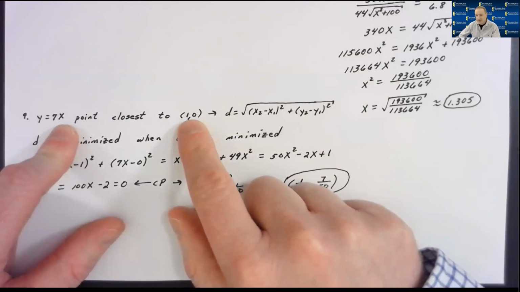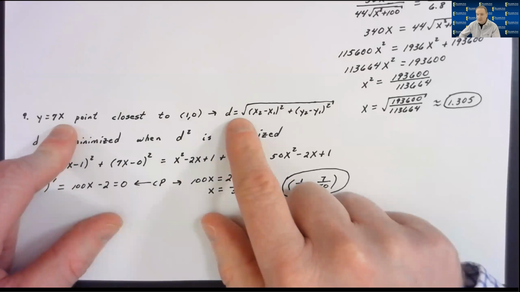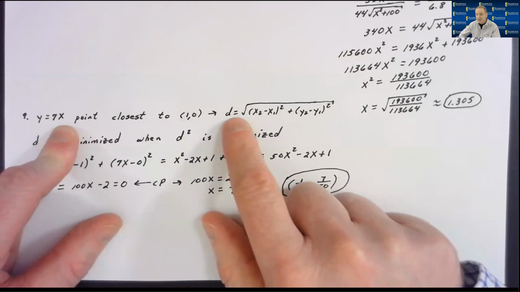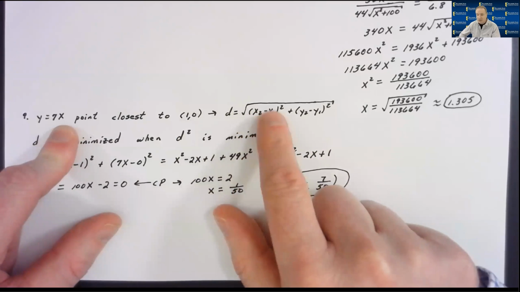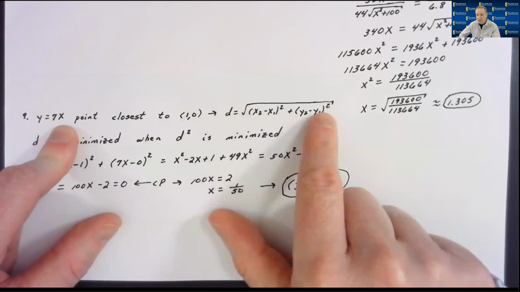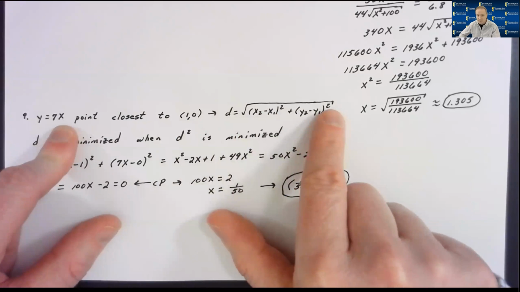So since we're trying to find the point closest, I was thinking, well, the distance between any 2 points can be given with our distance formula. If you remember back to pre-cal, the distance between any 2 points in a plane is the square root of the change in x squared plus the change in y squared. So x2 minus x1 squared plus y2 minus y1 squared.